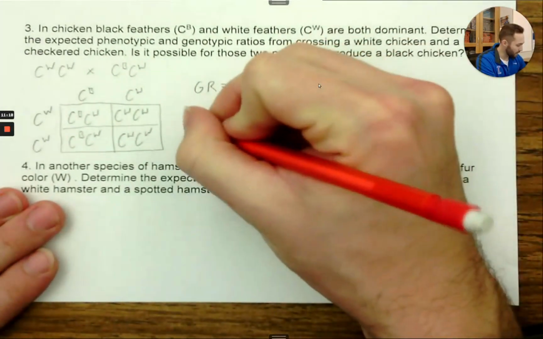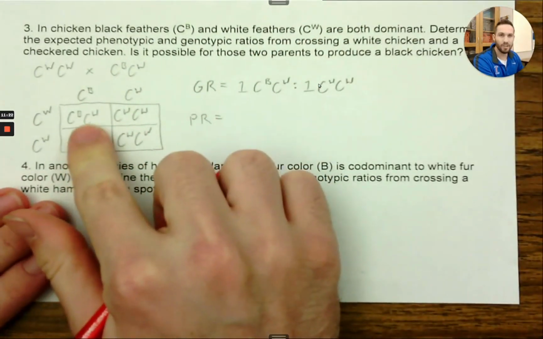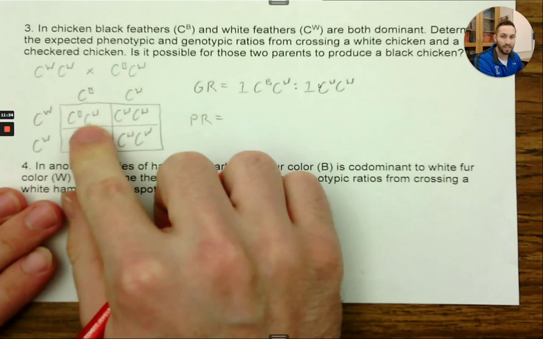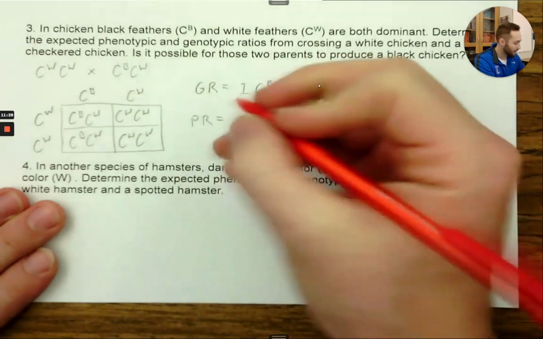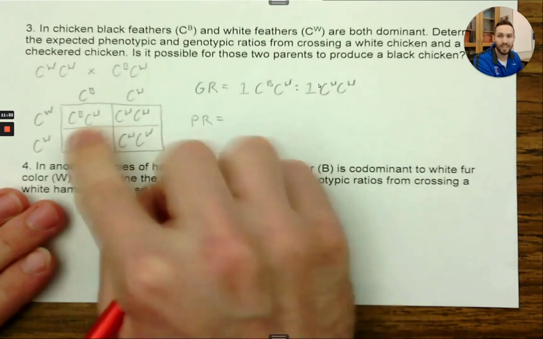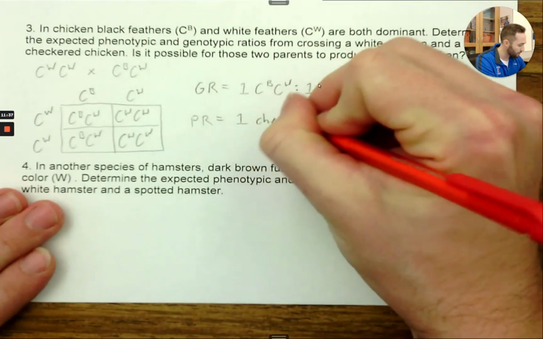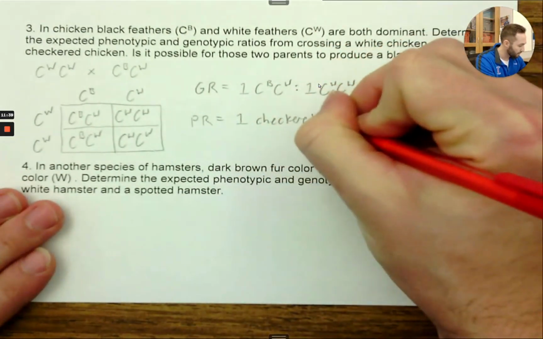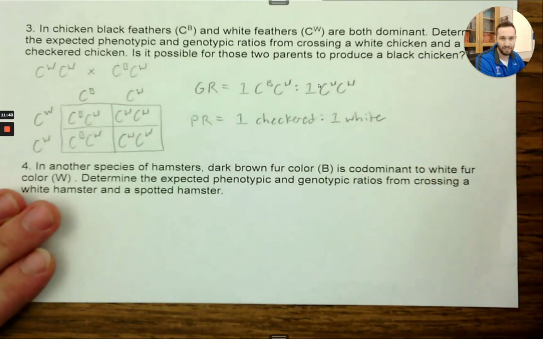And then in terms of phenotypes, just be careful again, these heterozygous chickens are not black chickens, and they're not white chickens. In this case, they say that they're checkered chickens. So there are 2 outcomes that lead to being checkered and 2 outcomes that lead to being white. So again, that's a 1 to 1 ratio. So for every one chicken that's checkered, there should be one chicken that's white, or 50-50.